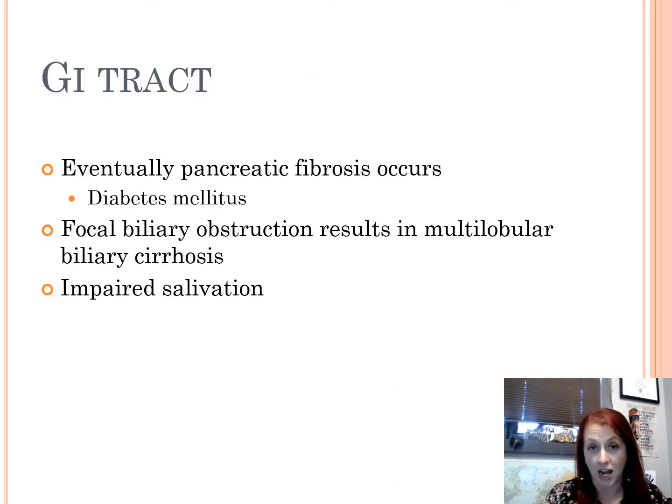In your GI tract, the thick secretions block the ducts throughout all of the GI tract, so the pancreas, the bile. It causes problems everywhere throughout the body. So things to think about: pancreatic fibrosis, because of that blockage, will lead to diabetes mellitus, with enough damage in the pancreas that they will have diabetes. And it's treated similar to a type 1 diabetic, where they end up needing insulin. They get blood sugar checks before meals.